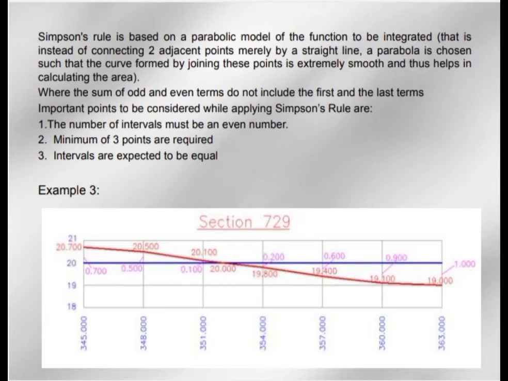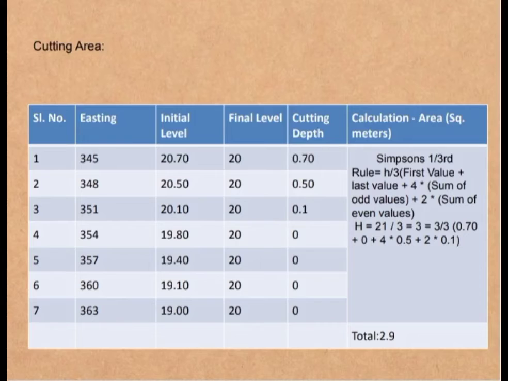So in this one-third rule, the important points to be considered while applying this rule is the number of intervals must be an even number, and a minimum of 3 points are required, then intervals are expected to be equal. So here we have the example. Take a deep look at this example. We have some labels and then we will go through it. We have here the cutting area first. We have the easting, the initial level, the final level, and the cutting depth.